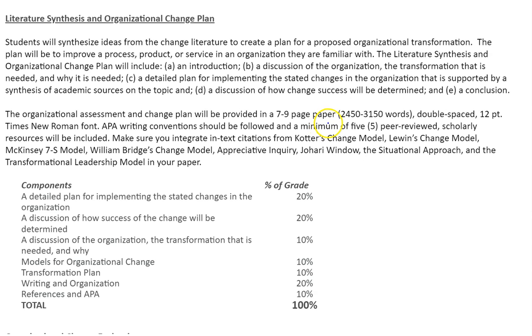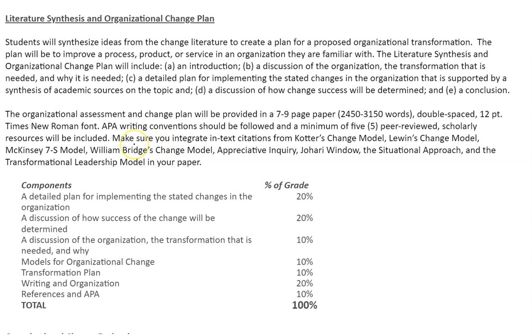Most students go over 9 pages, and I definitely would for this. There's a lot to be unpacked. I'm going to show you an example here. Of course, APA 7th edition papers are double-spaced, 12-point font, Times New Roman, APA writing conventions, and a minimum of 5 peer-reviewed sources. So these are the things that I'm going to be looking for as I review your paper.